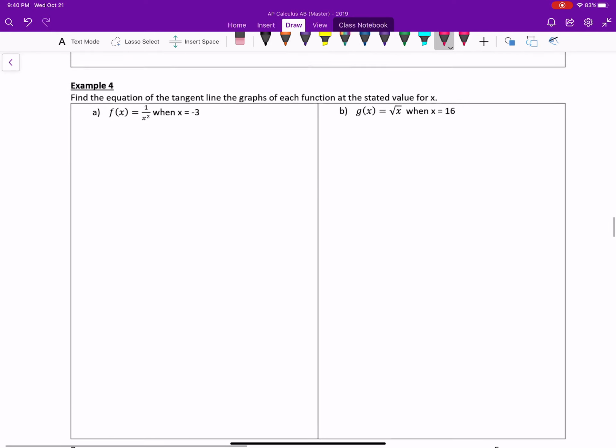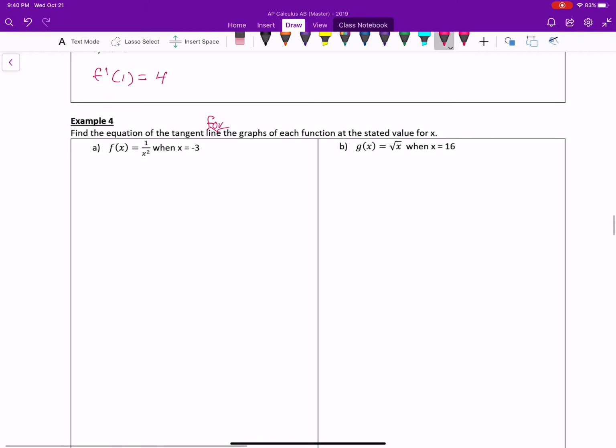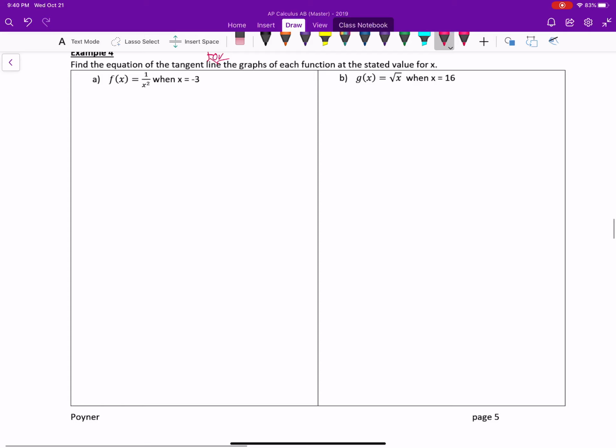Example 4, find the equation of the tangent line for the graphs of each function at the stated value. Oh, I have a typo here. I'm missing a 4 there. Okay, so let's add that in. Whoops, it won't let me do it. 4, there we go. So step number 1 is to first find the derivative, then you find the slope, and then you write the equation of a line. So job number 1, find f prime of x.